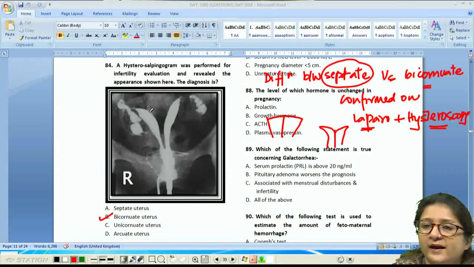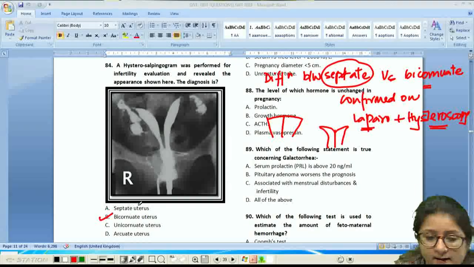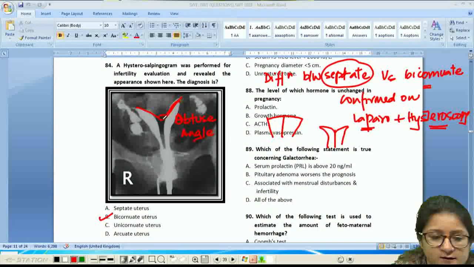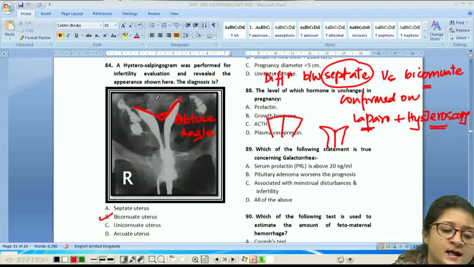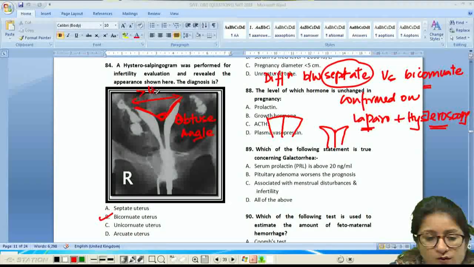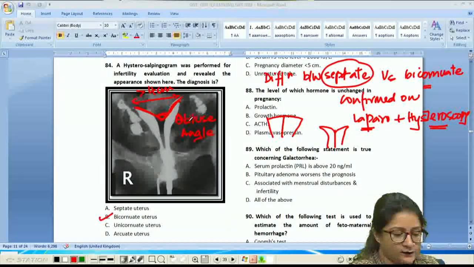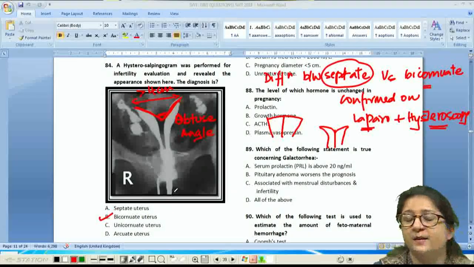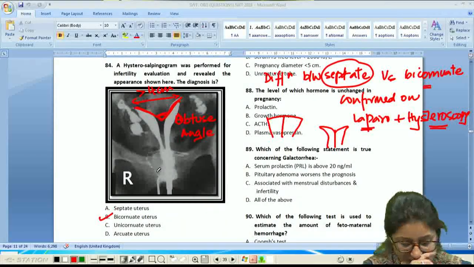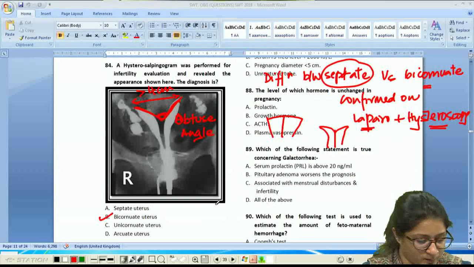Now, how in this figure by HSG alone we can say that this is bicornuate and not septate? Because this angle between the 2 horns is an obtuse angle, not an acute angle. It is more than 90 degrees here in this case, and the distance between the two is more than 4 centimeters. So if the distance between the two horns is more than 4 centimeters and it forms an obtuse angle, then the diagnosis is more likely to be a bicornuate uterus than a septate uterus. However, the final confirmation can be done by laparoscopy and hysteroscopy.